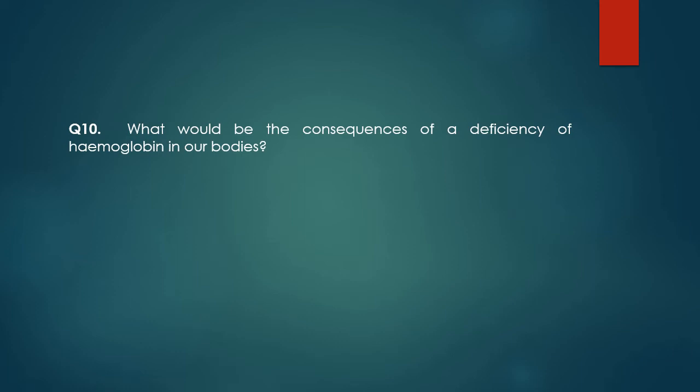So if oxygen is not there, we are not getting enough oxygen to reach our cells. So all the metabolic processes are going to be disturbed. So we can face anemia also. Anemia means a condition where we are facing problems due to the deficiency of hemoglobin, right?